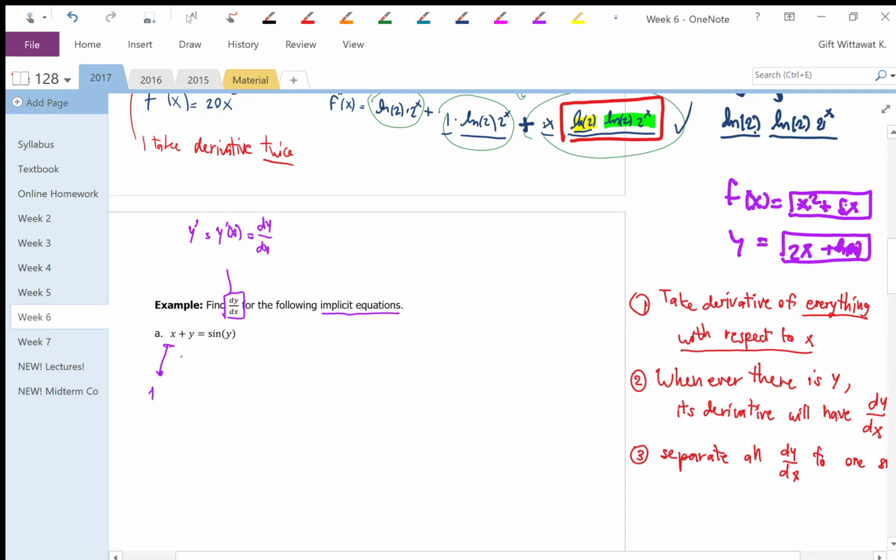What is the derivative of y? Well, you can think of this as similar to the chain rule. The derivative of y with respect to x is just dy by dx. So that's the usual derivative. Whenever there is a y, the derivative will involve dy by dx. In this case, it's just a simple y, so the derivative of y is just dy by dx.